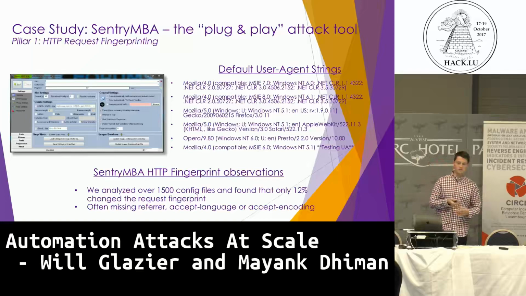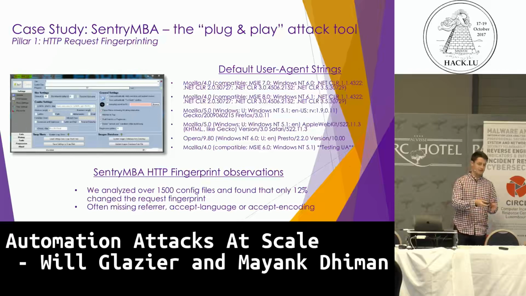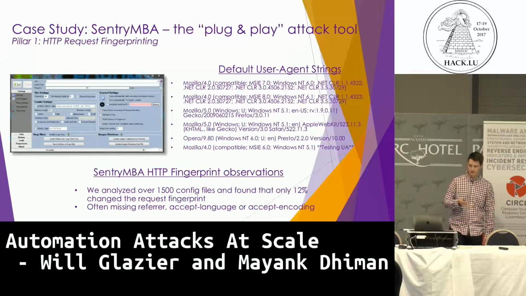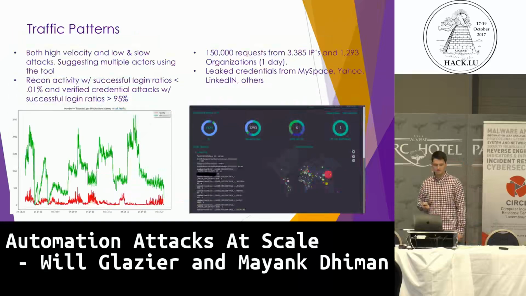Oftentimes they're missing the referer header, accept language header, accept encoding header. And that 6th user agent string you see down here, the testing UA, is not even supposed to be used in real attacks. That's when the attacker is testing if the tool works and if their config works. And oftentimes we'll see attack campaigns where the entire thing is the testing UA because they can't even use the tool right. So interesting behavior there.